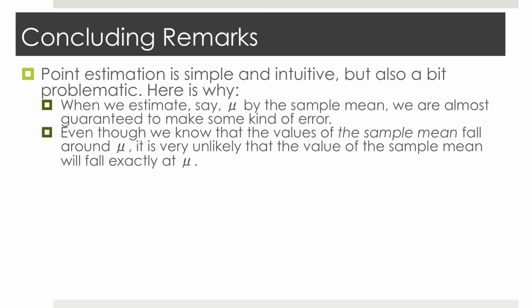In conclusion, point estimation is relatively simple and intuitive, but it can also be problematic. Here's why. When we estimate, let's say, the population mean by the sample mean, it's almost guaranteed that we're going to make some kind of error. So if you just take some sample from some population, there's going to be error in that sample. And even though we know that values from the sample mean should fall very closely around mu in general, it's very unlikely that the value that we get for the sample mean is going to fall exactly at mu, the population mean.